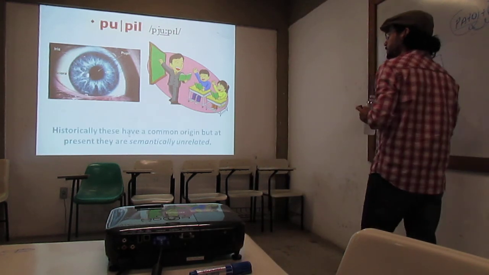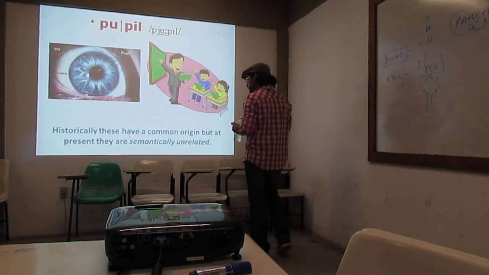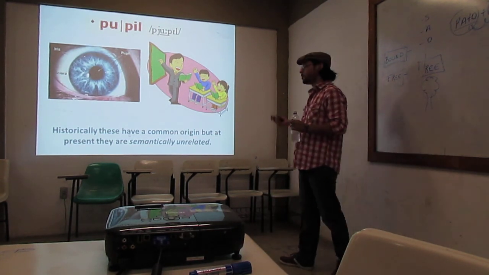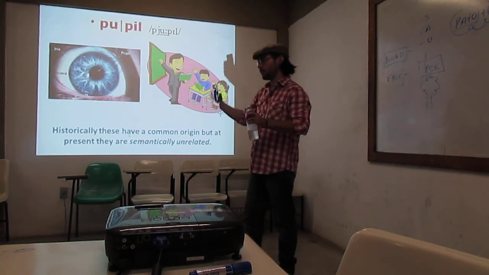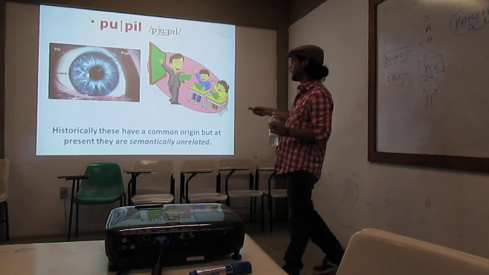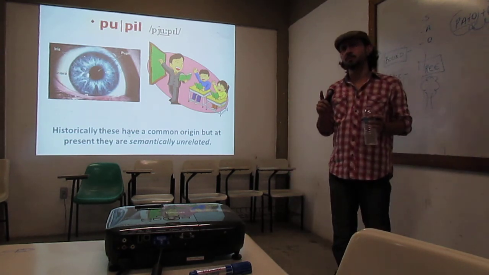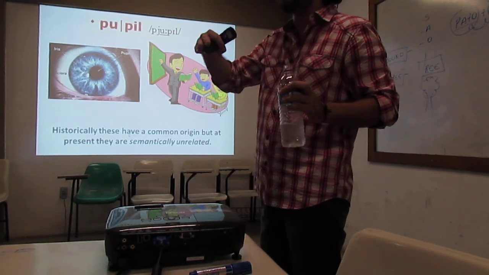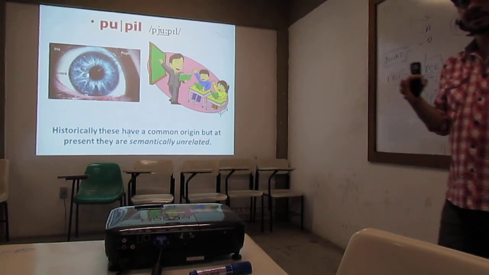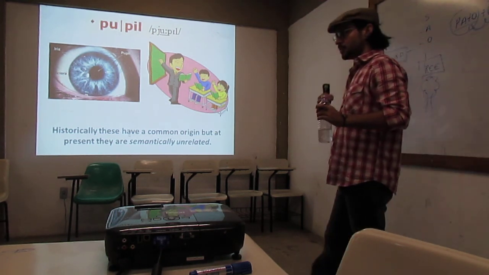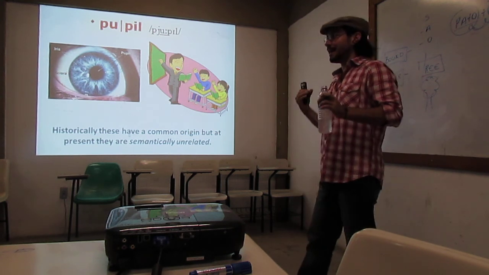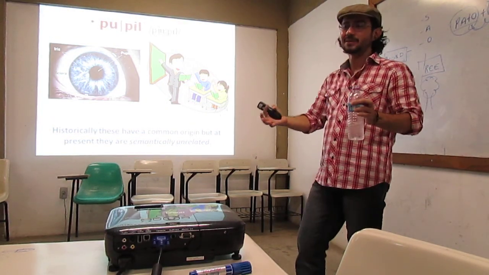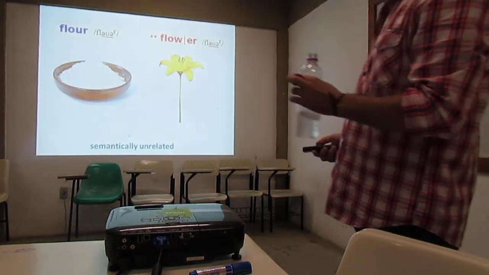Bom, então, pupil, historically, these have a common origin, but at the present day, they are semantically unrelated. No passado, esses termos tinham relação. Eles foram se distanciando. Apesar disso, a gente tem na Bíblia uma expressão que diz assim: a menina dos olhos, como se Deus estivesse protegendo o povo. E livros de romance também, né? Essa menina dos meus olhos não está dentro do meu olho, não. Mas é que, de alguma forma, alguém gosta mais de outra pessoa, protege alguém. Nesse sentido de expressão.